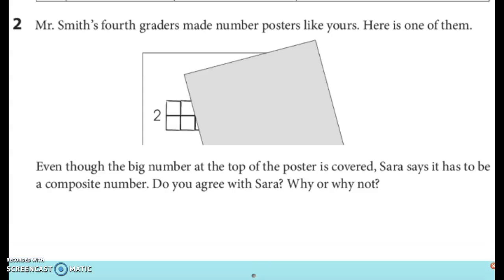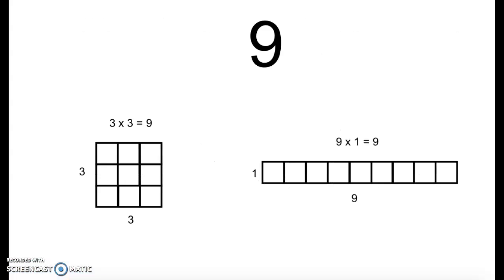Time for number 2. Mr. Smith's fourth graders made number posters like yours. Here's one of them. To remind you what the number posters are, here's one that you may have seen in class. This is a number poster for the number 9. It shows all the different ways and all the factors that could be made with 9. So there are two arrays for 9 in this case because it is composite.